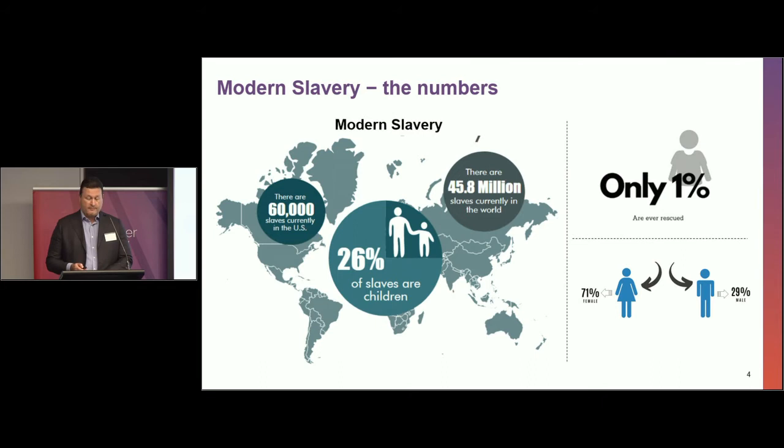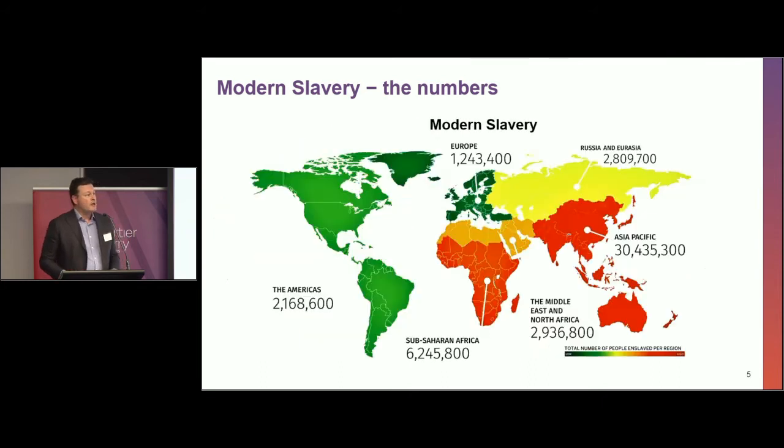So where does it occur? Well, it's a global phenomenon. It even occurs in advanced economies. Europe has about 1.2 million people in modern slavery. America is 2.2.